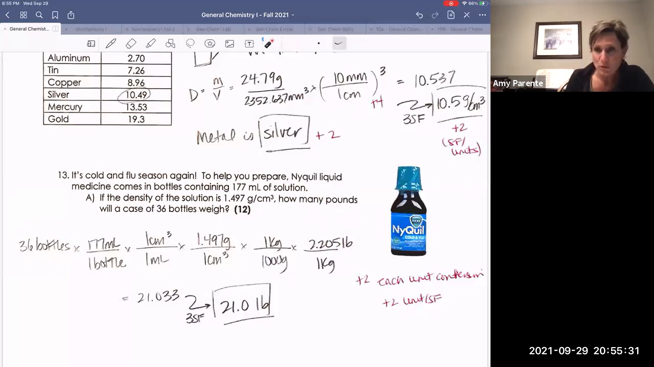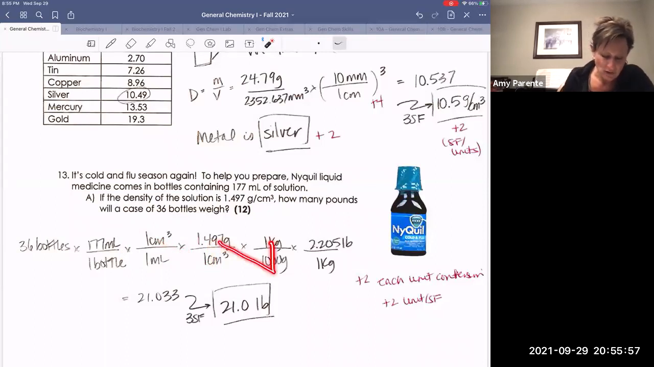So pieces that I can put together allow me to walk. I want bottles to go away. I know one bottle is 177 milliliters. Here's one of our magic unit conversions. I can change from volume in a liquid measurement to volume in a distance measurement by using this special relationship. So now I get to cubic centimeters. My density allows me to walk from cubic centimeters to mass.